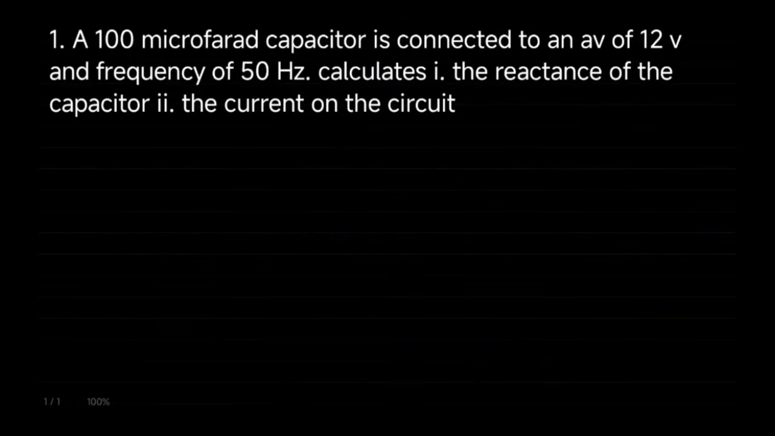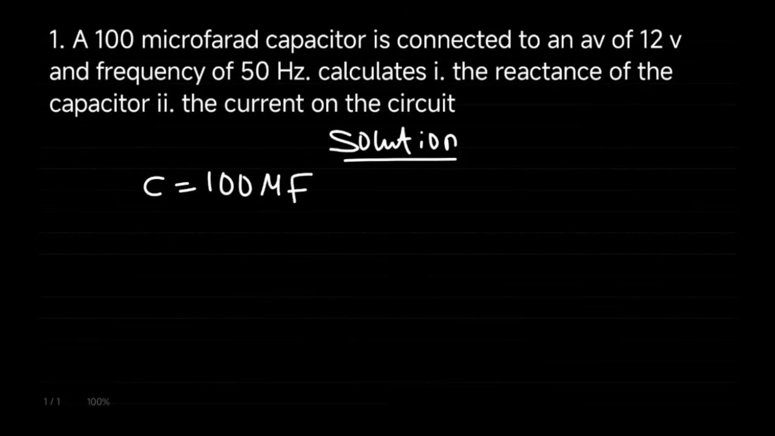Question number 1. A 100 microfarad capacitor is connected to an AC voltage of 12 volts and frequency of 50 Hz. Calculate I, the reactance of the capacitor, II, the current on the circuit. Solution. First of all, you write down the parameters. We have our C is equal to what? 100 microfarad, which is equal to 100 times 10 raised to the power of minus 6 farad.